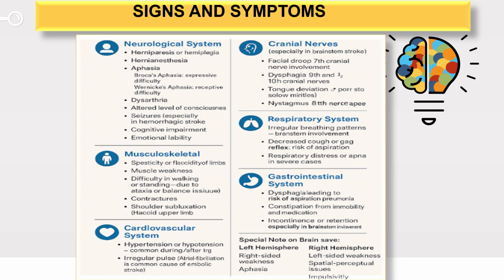First is neurological system, because it is CVA. So we will stress on the neurological first. Hemiparesis, hemiplegia, hemianesthesia, or aphasia. Aphasia, that is, you cannot talk or you cannot express. That is what we mean by aphasia. And aphasia is a very common symptom in stroke. It affects the ability to communicate.